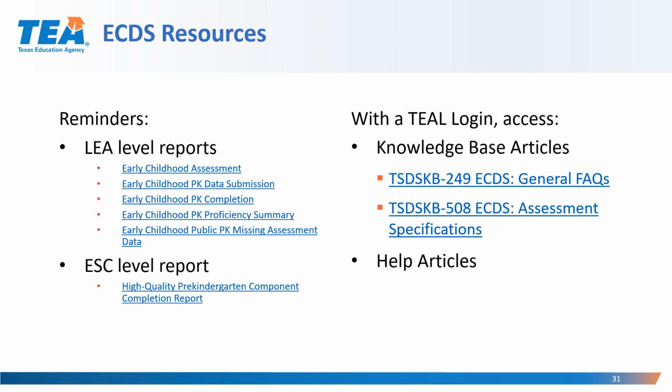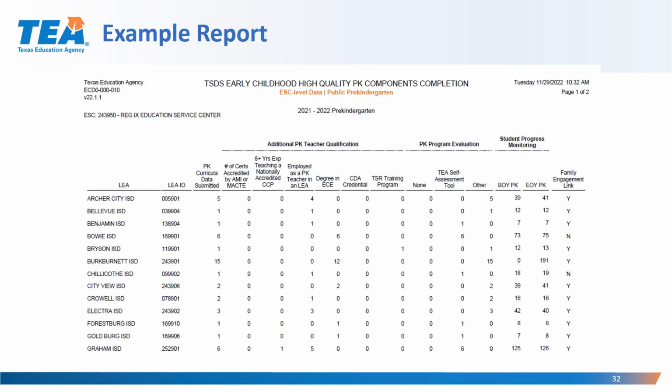If you have difficulty, please use one of the supports included in this presentation. Your ESCs are always going to be your first line of defense. The Early Childhood Data System Champion has been specifically trained to assist in supporting the local education agencies with their submissions. On this slide, you see an example of the high-quality pre-kindergarten components completion report. Again, this is an Education Service Center level report. The ECDS data champion at each ESC can pull this report to view high-quality pre-kindergarten completion information.